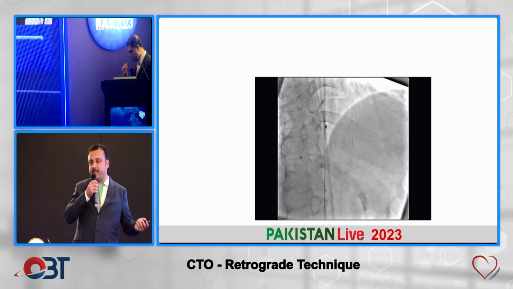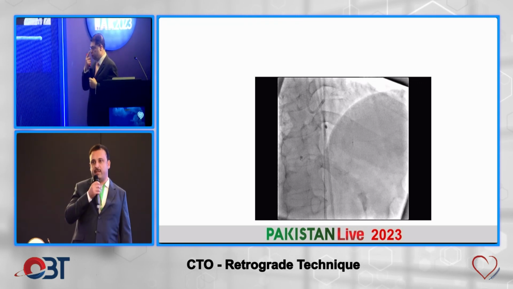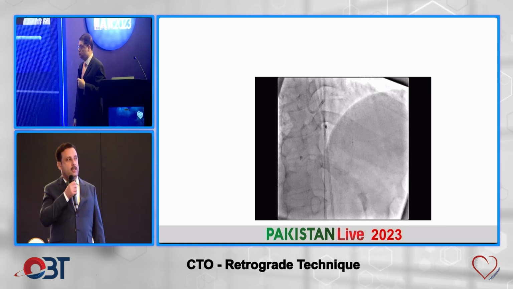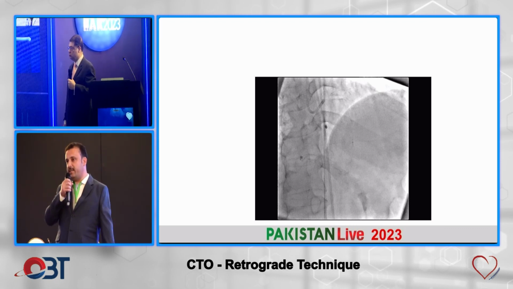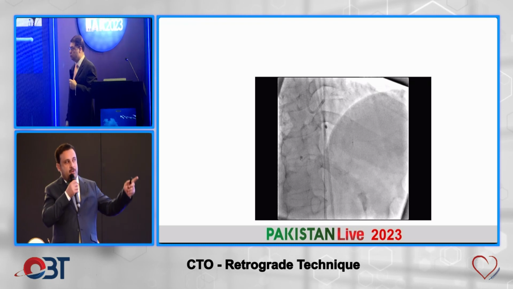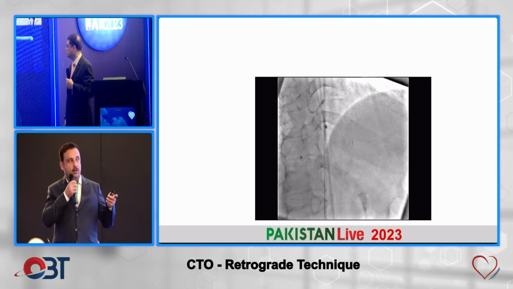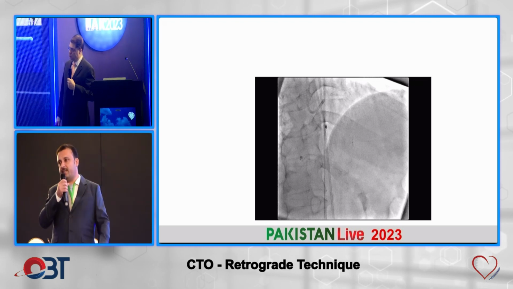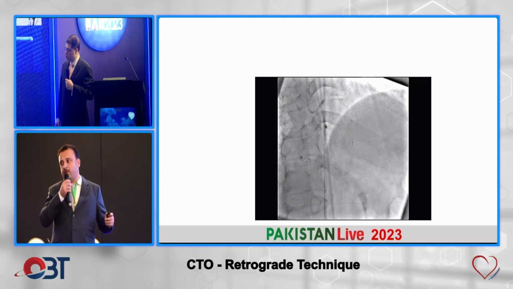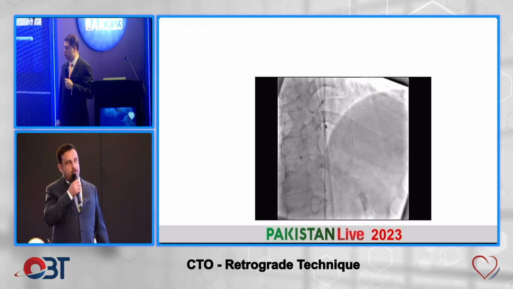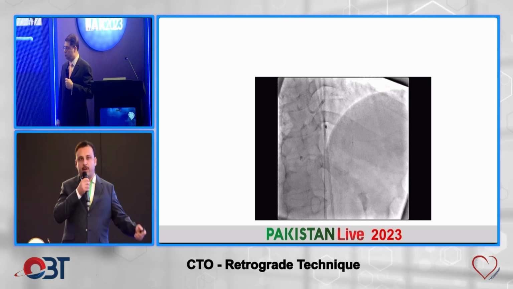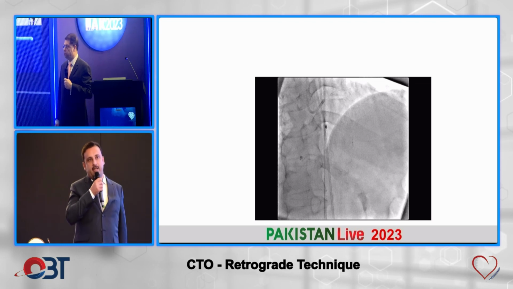There are certain dedicated trapping balloons from Boston and from other companies, so we can use those. We put those balloons inside the guiding catheter. The length is not so long that it moves out of the guiding catheter. And we trap those balloons inside the guiding catheter ahead of the microcatheter. And then we trap the wire and pull the microcatheter, so the wire is intact and it's not moving inside the coronary vessel.